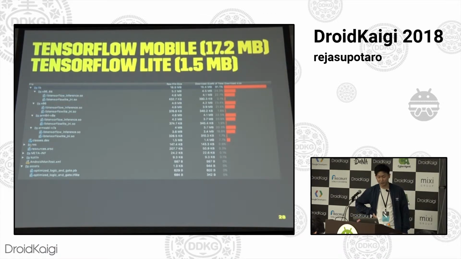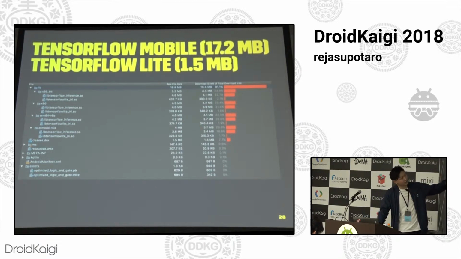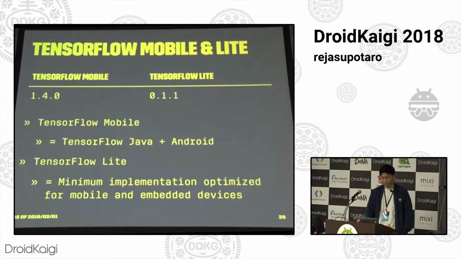And also, we can see the strong benefit of TensorFlow Lite in terms of binary size. As we can see, the size of TensorFlow Lite is much smaller than TensorFlow Mobile. TensorFlow Mobile consists of TensorFlow Java and some files for Android. TensorFlow Lite is a minimum implementation specialized for mobile and embedded devices. TensorFlow Lite is still version 0.1.1, and it's available in Android 8.1 or higher. It looks promising.